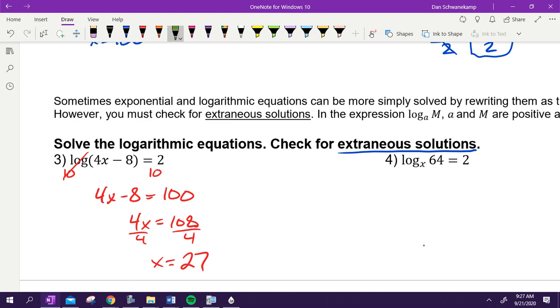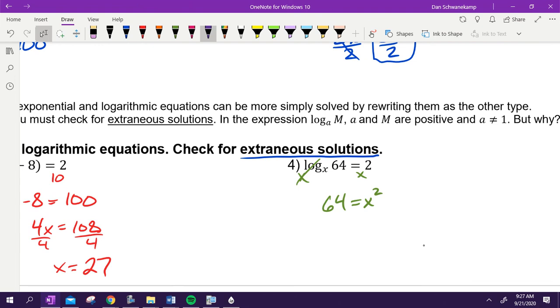Last one. Monica, how'd you solve that one? Base of x, that cancels. 64 is equal to x squared. Then what? Square root both sides. So square root of 64 is 8 and negative 8, plus or minus 8, is equal to x. But both of those do not work here. The answer to this question is just the number 8.